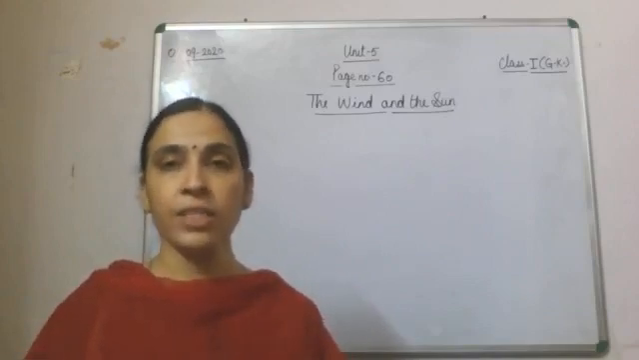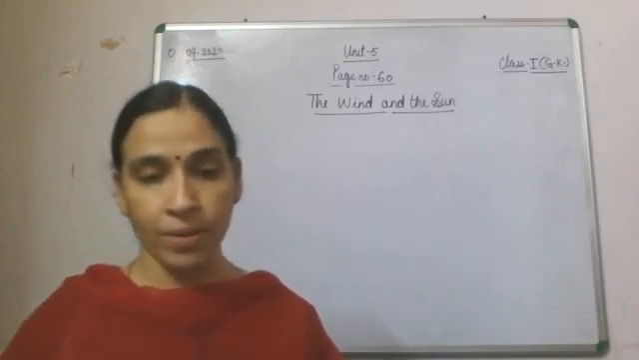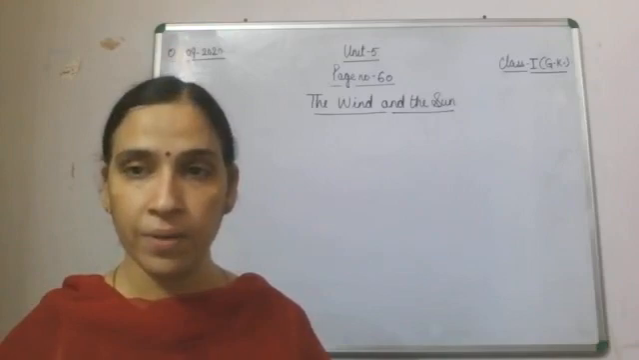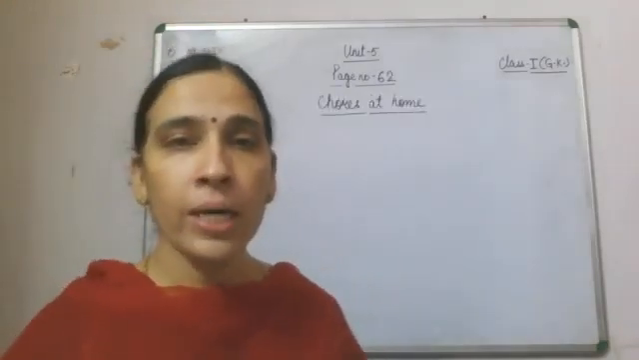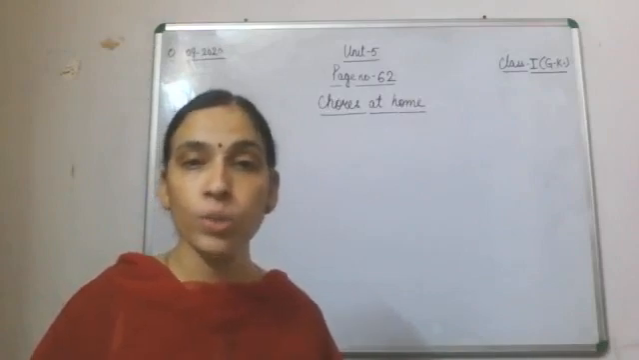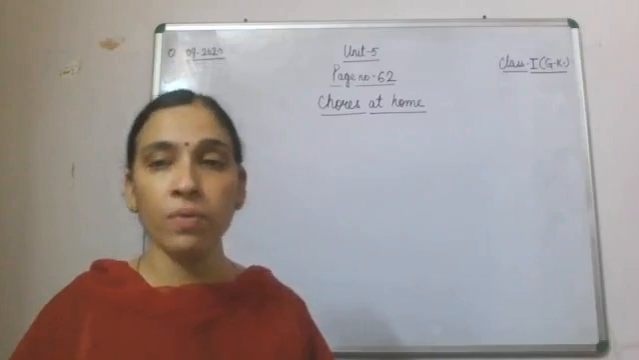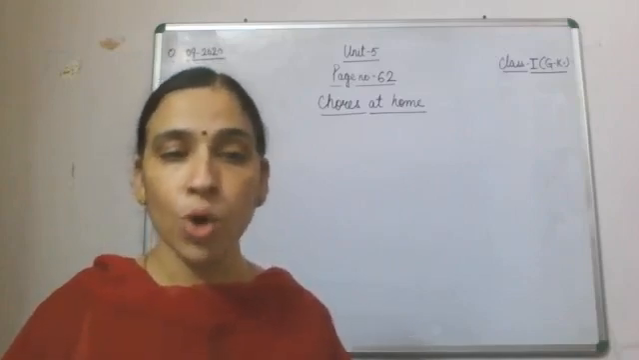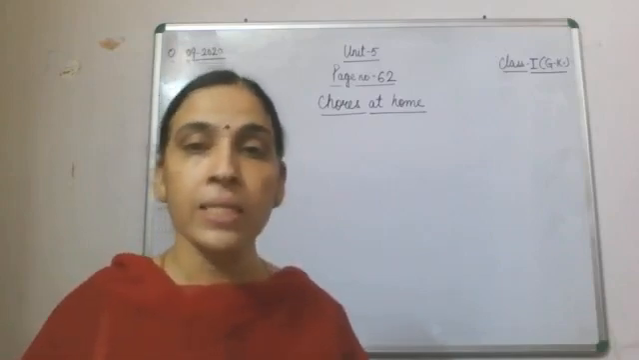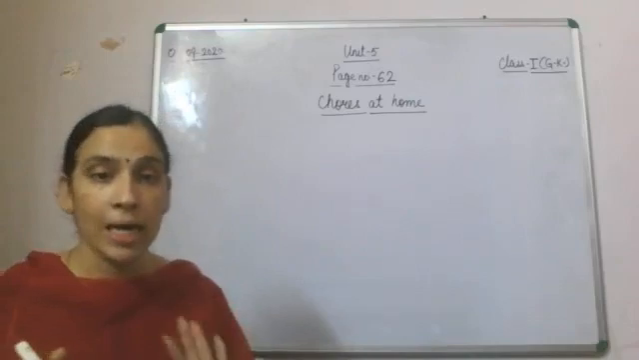Now after finishing this story, let's start the next page of this unit 5. So our next page number is 62. That is again a word game, called Chores at Home. Chores at home means the different work we do at home. At Ron's home everyone helps each other with the chores. It means everyone helps each other in doing work at home.